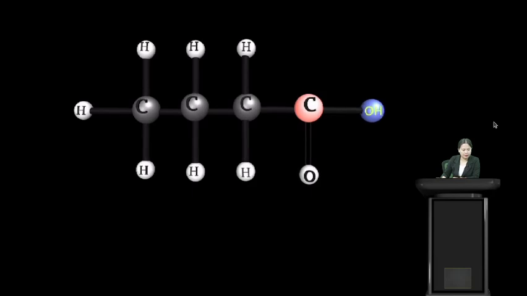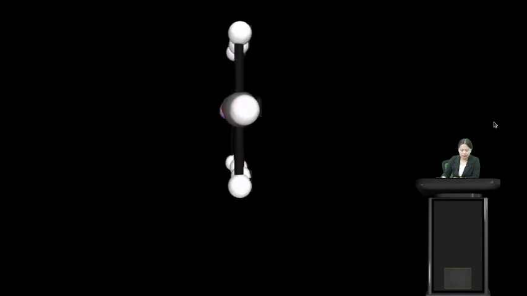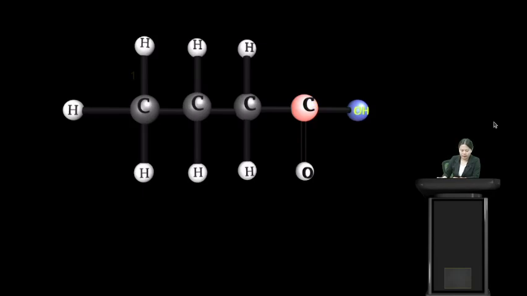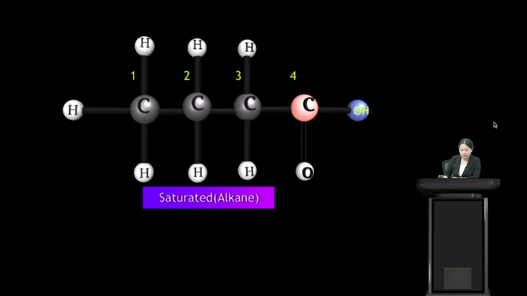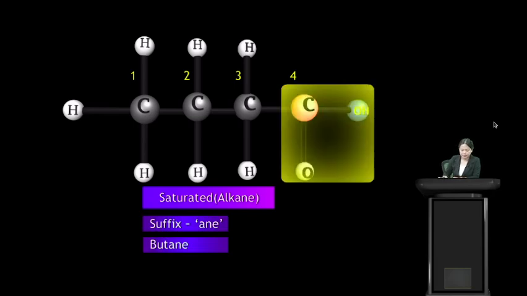We have another one here. Yes, students, we have another compound here. So we have here 3 carbon atoms. Sorry, we have 4 carbon atoms here. So the prefix will be but, B-U-T. We see that all the bonds in this compound are single bonds between the carbon atoms. So it is saturated, so the suffix will be A-N-E. We have one extra group present here, COOH. So COOH, what is the name of this functional group?